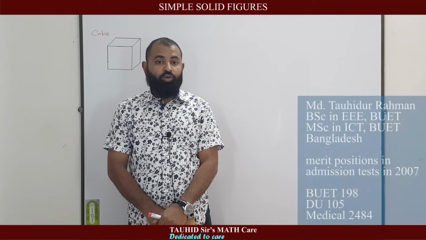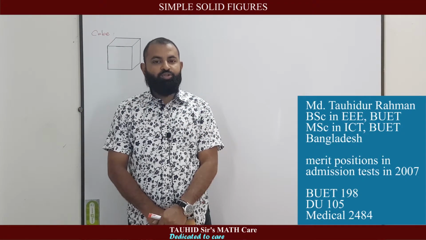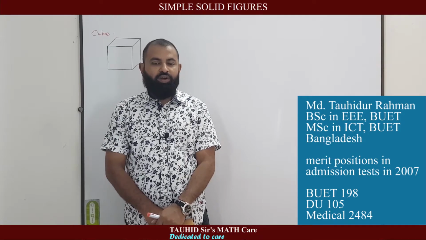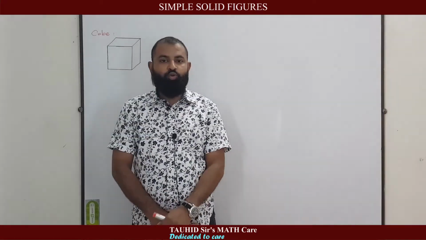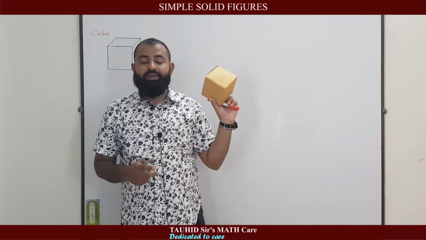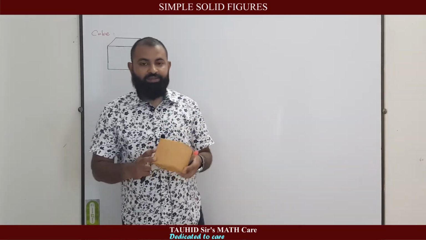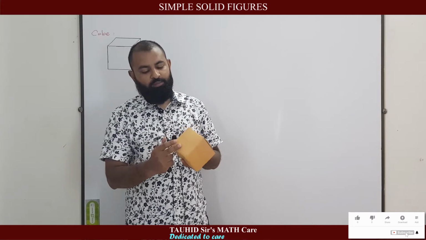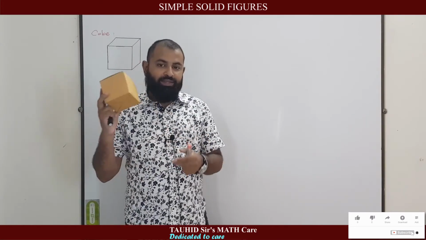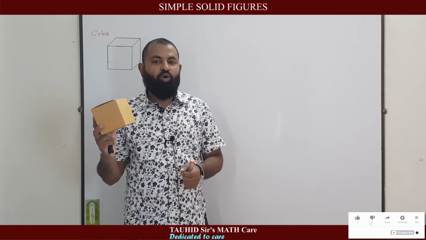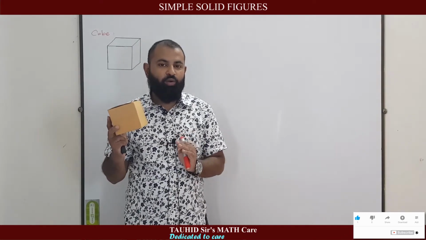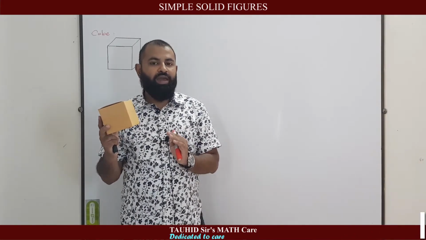In this lecture, we will discuss some solid figures and their area, their volume, etc. At first, we will begin with the cube. This is a cube. You can see that this is a solid object which has the same length, same breadth and same height. This type of object is called a cube.